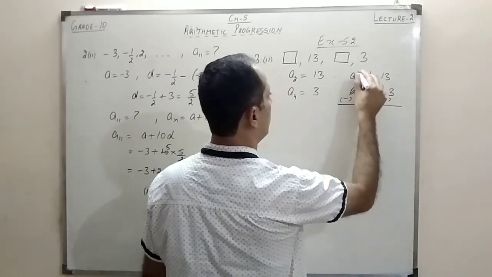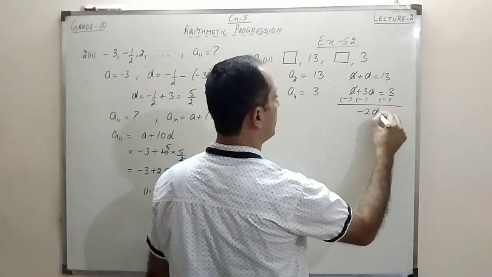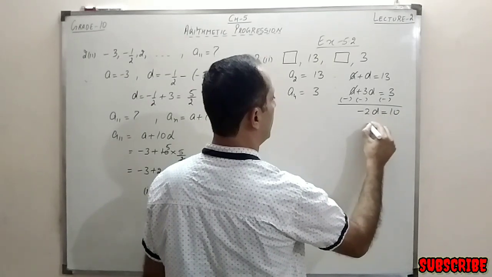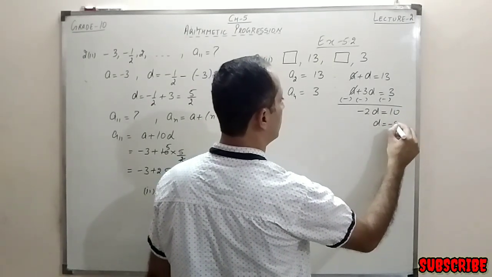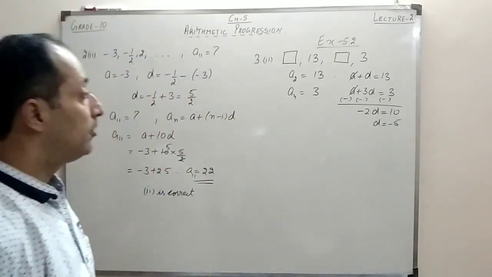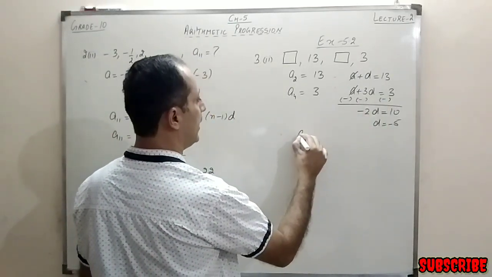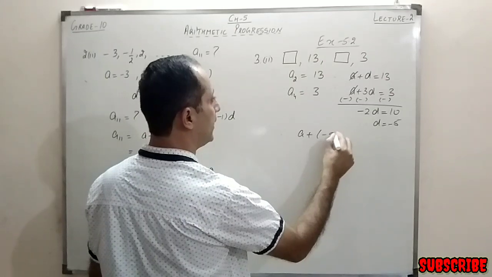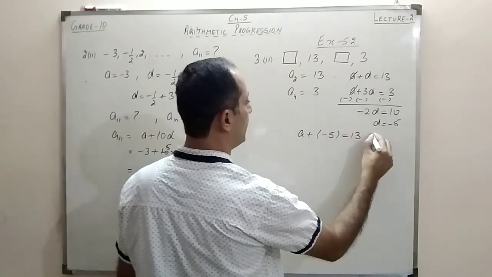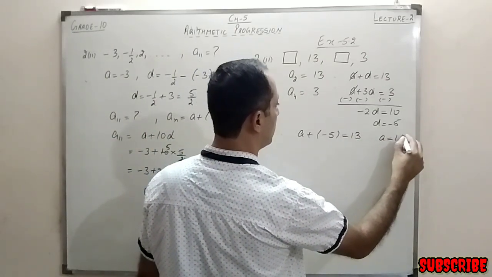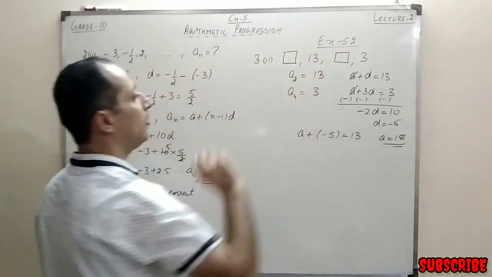This a cancels out. This is minus 2d equals to 10, and I get d equals to minus 5, right? So then I substitute the value of d in this first one and I get a plus, this is minus 5 equal to 30, and from here I get a equals to 18. So first term I have got, that is 18.